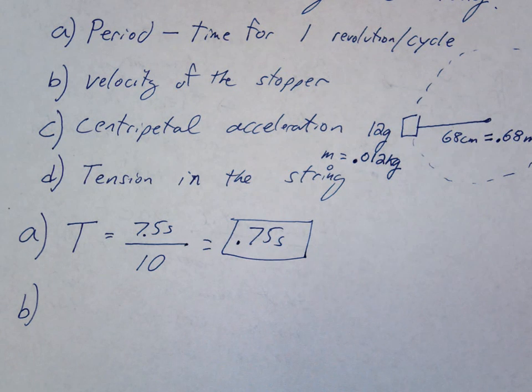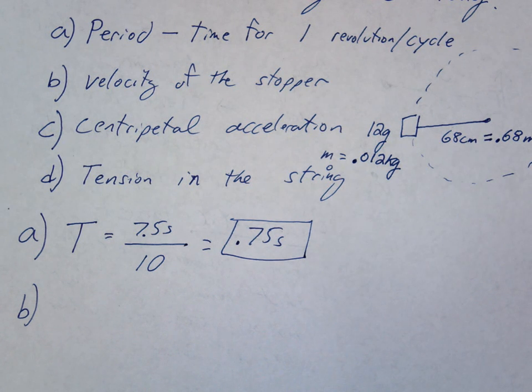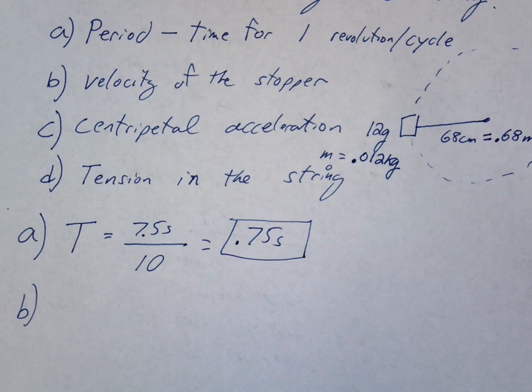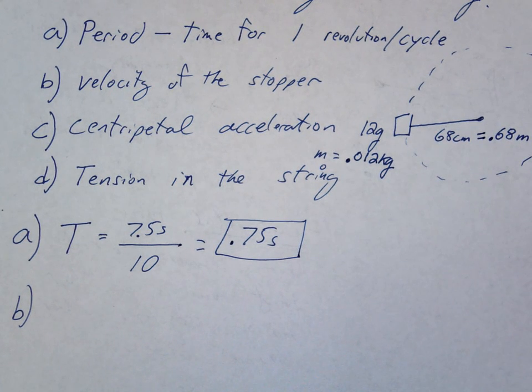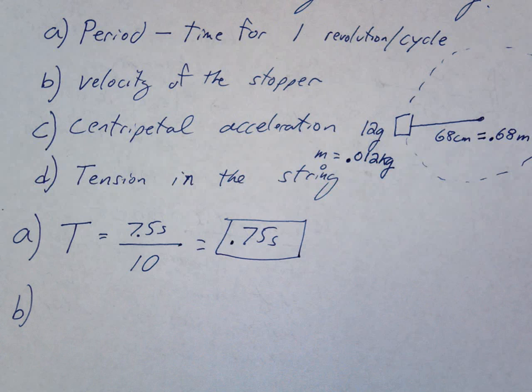Okay, let's find the velocity. Now I did give you an equation with velocity in it. However, what are we missing from that equation? Acceleration. So that's not going to be enough. Anyone know how we do this one? Well, you have the time, and then can you find the distance, because you have the circumference.